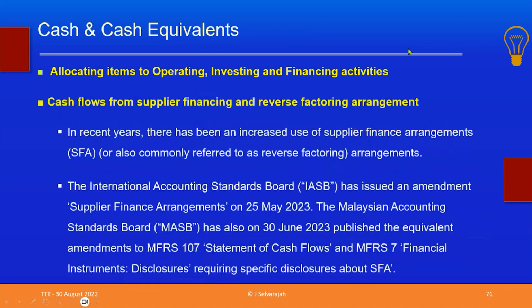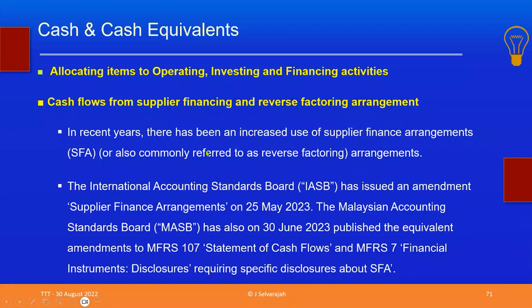So allocating items, we are still on the topic of allocating to either operating, investing, or financing. And these are contentious items. Cash flow from, now there's a new kind of thing that the bankers, the financiers, are doing. Supplier financing and reverse factoring. Because at that time, when the standards came out, this form of financing was not yet prevalent, and so it did not come up as any issue.